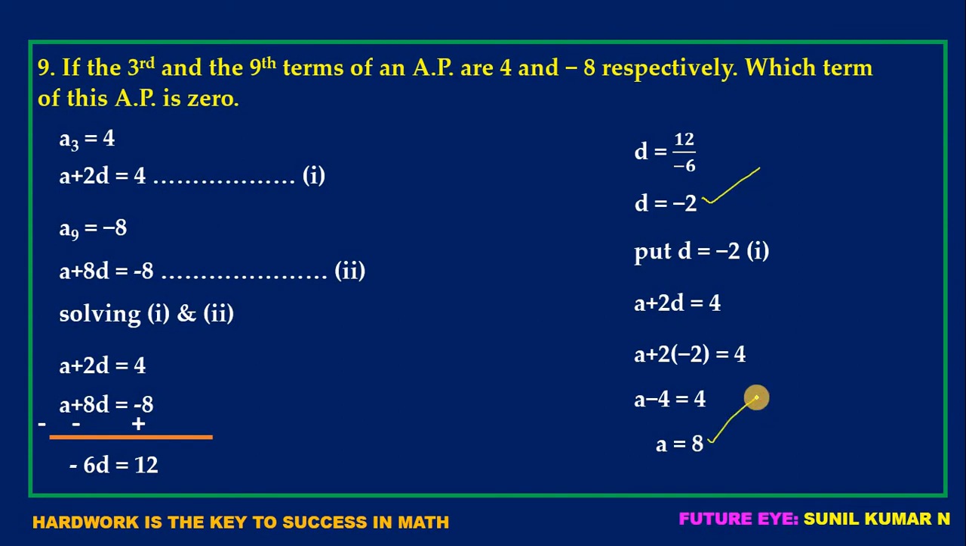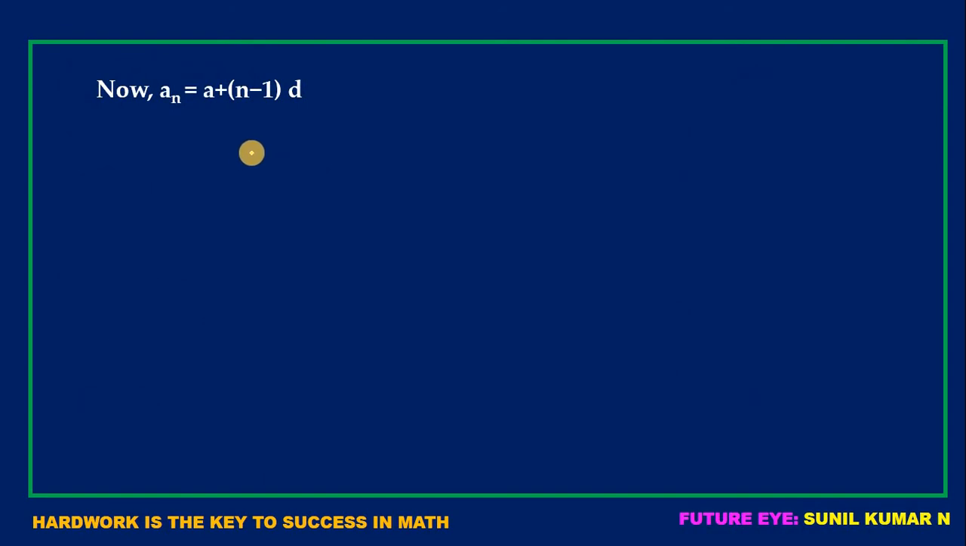Till here, this problem is not solved. After finding these values, see which term of AP is 0. We have to find the n value that gives which term will be equal to 0. So for that, let us consider nth term finding formula, children. And you may ask, what would be a_n value?